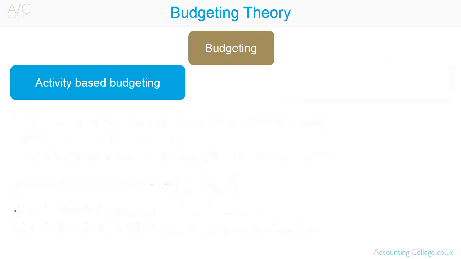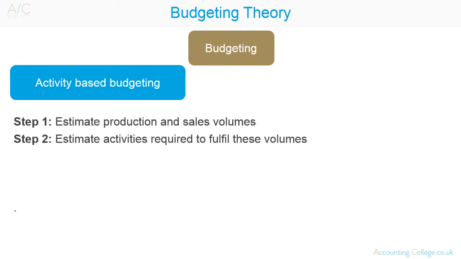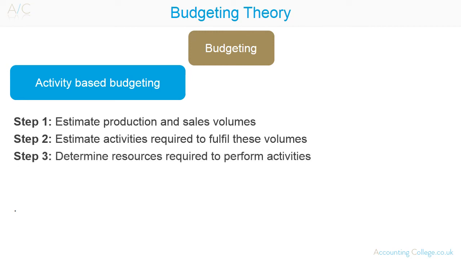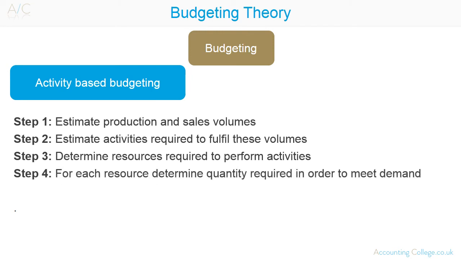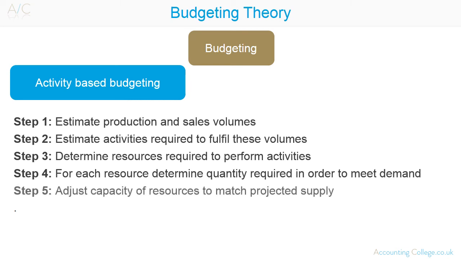Activity-based budgeting uses the principles of activity-based costing to assess demand on resources when setting budgets. Estimate production and sales volumes. Estimate activities required to fulfill these volumes. Determine resources required to perform activities. For each resource, determine the quantity that is required in order to meet demand. And adjust capacity of resources to match projected supply.